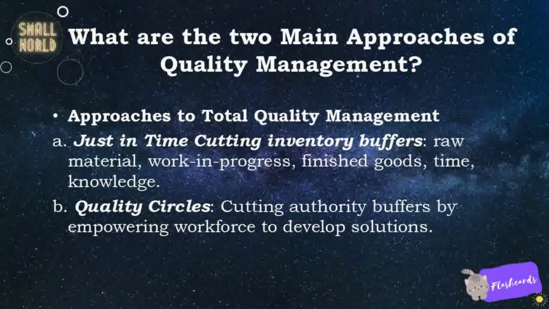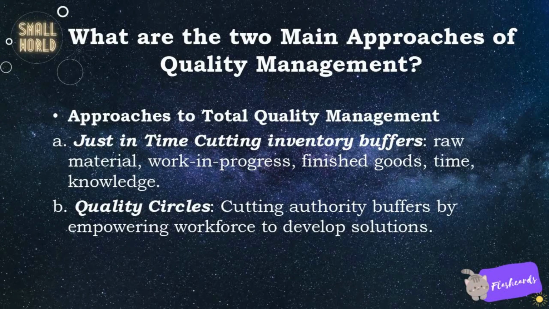What are the two main approaches of quality management? Approaches to total quality management. A. Just-in-time, cutting inventory buffers: raw material, work in progress, finished goods, time, knowledge. B. Quality circles, cutting authority buffers by empowering workforce to develop solutions.